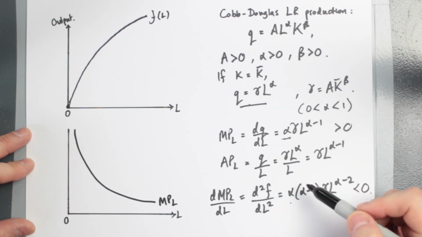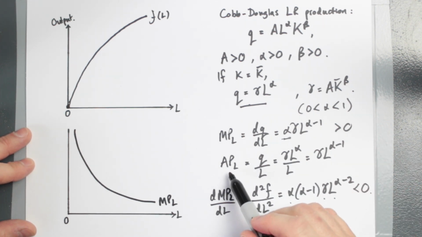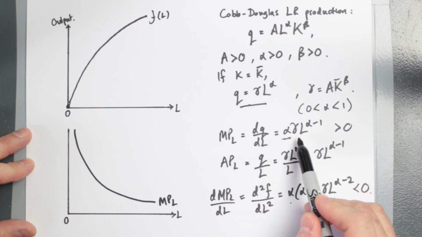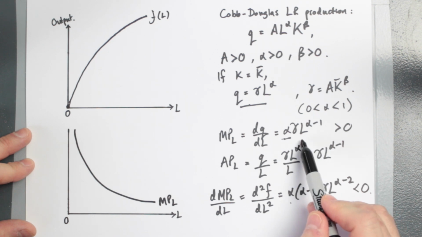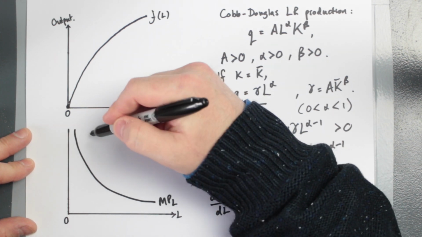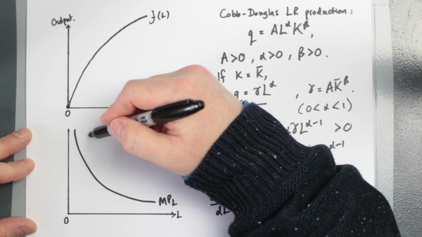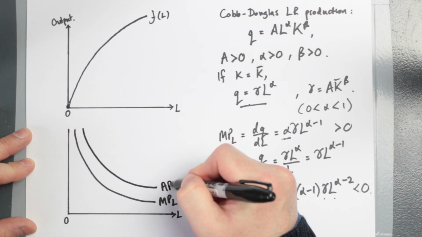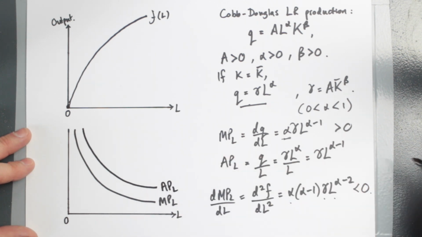What about the average product of labour? Well, mathematically, I can see that the marginal product of labour is the same as the average product of labour, but just multiplied by something that is smaller than 1, greater than 0. So average product of labour is just going to be above marginal product of labour everywhere. So something like this just captures the idea of what's going on in this diagram.